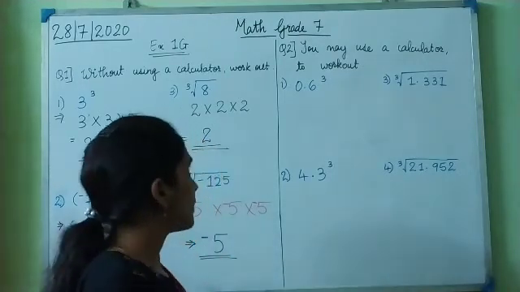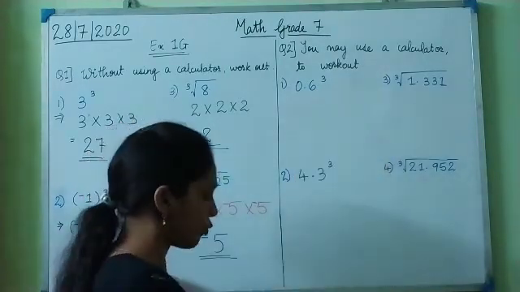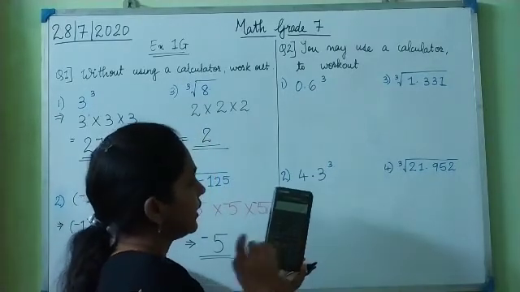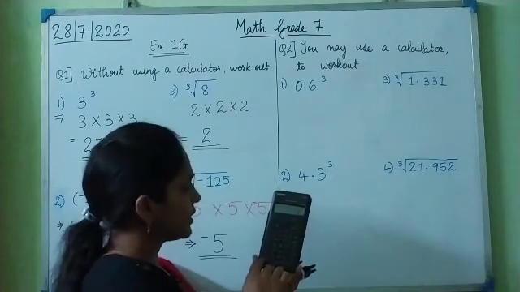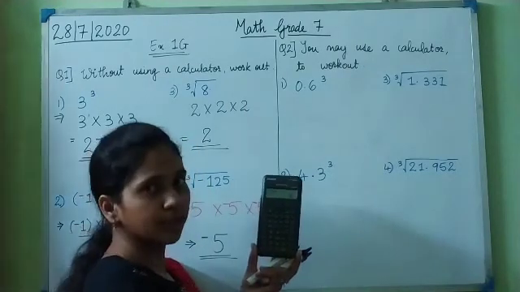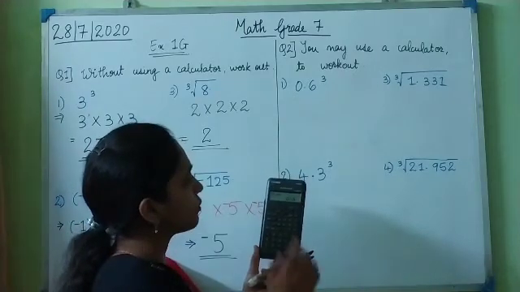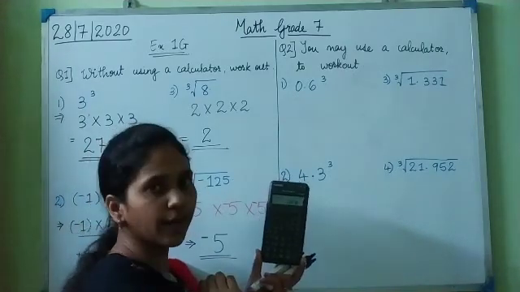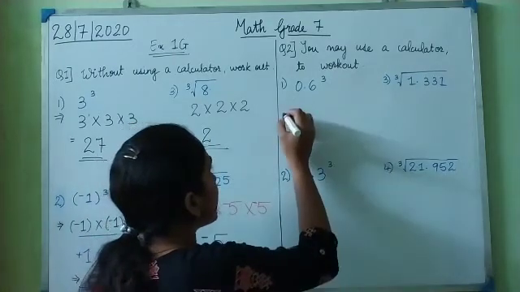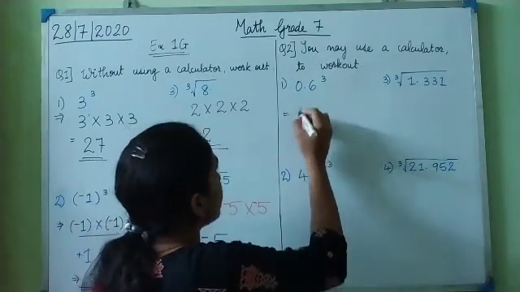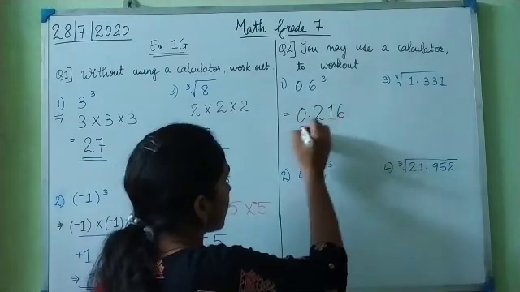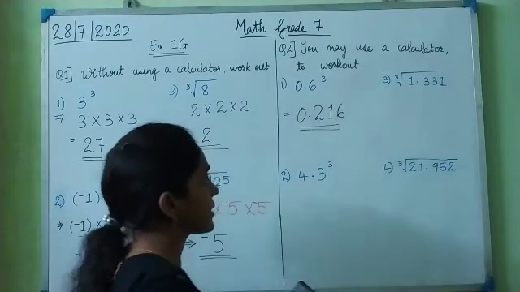So let's try the first one. The first one is 0.6 cube. So what do we have to do? We have to type the numbers. So it is 0.6 and then the x cube key, and then equal to. So the answer I get is 0.216. So cube of 0.6 is 0.216. Okay, so this is the cube of 0.6.